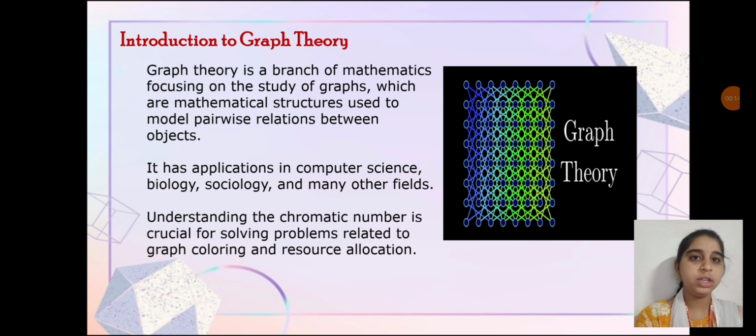Introduction to Graph Theory. Graph theory is a branch of mathematics focusing on the study of graphs, which are mathematical structures used to model pairwise relations between objects. It has applications in computer science, biology, sociology, and many other fields. Understanding the chromatic number is crucial for solving problems related to graph coloring and resource allocation.